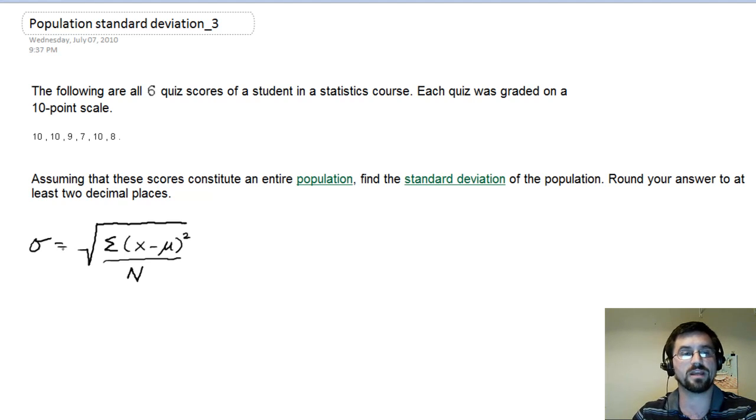So when we're finding the standard deviation, which is sigma, we're taking the square root of the sum of the squares of the differences divided by n, or the average of the squares of the distances. So we're taking the square root of the average of the squares of the distances. Okay, but just remember the formula.